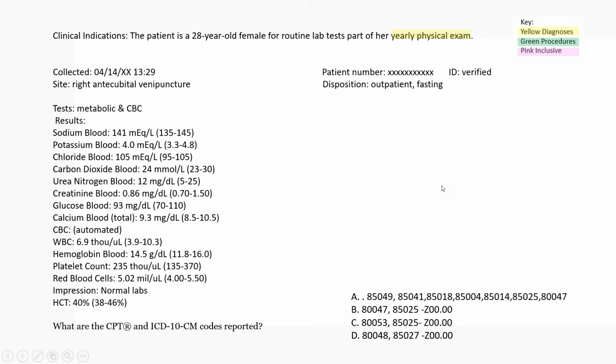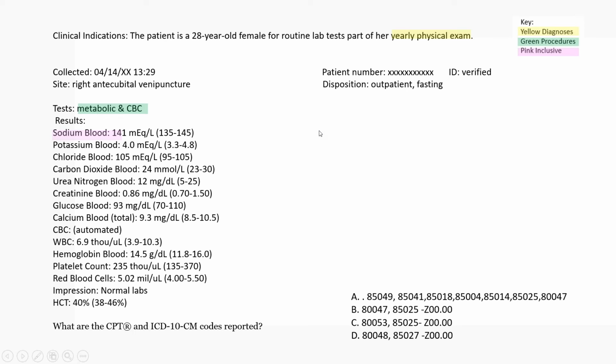So the key words are: the patient came for a yearly physical exam, and in the test, what she has performed is a metabolic panel test along with a CBC. So these are the tests which are performed under that.